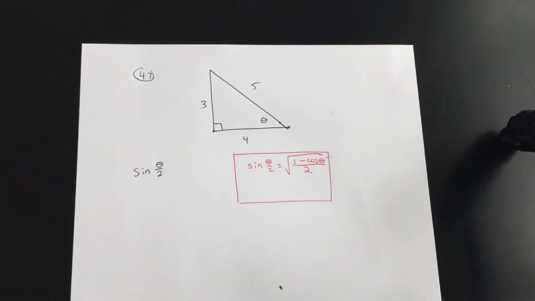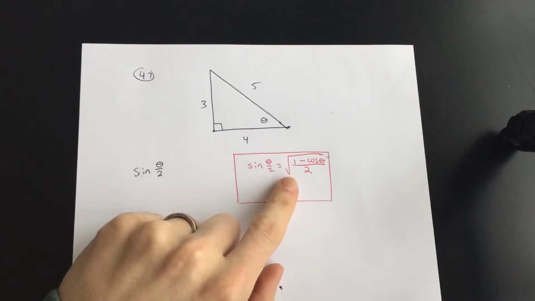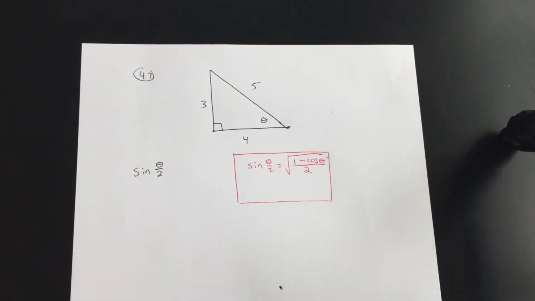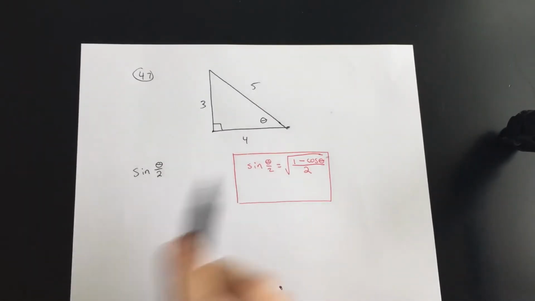So I wanted to do this one because in particular, I think some of you guys are having trouble simplifying this radical. So when we do this, we're going to put in sine of theta over 2 is equal to the square root of 1 minus cosine theta over 2. Well, first, looking at this triangle, I know what the cosine of theta is. The cosine of theta is the adjacent over the hypotenuse.